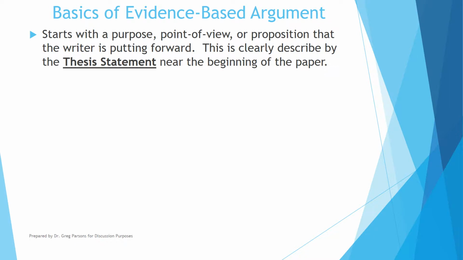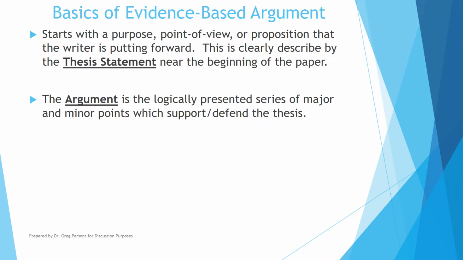So the basics of what I call evidence-based argument is you start out with a point of view or a purpose or a proposition, whatever you want to call it. The writer has to know what the paper is about, and they state what the paper is going to be about in the thesis statement, which should happen near the beginning of the paper. Okay, so it's important that each paper have a thesis statement where the writer states, this is what the purpose of this paper is. This is my point of view. And then the argument follows that.